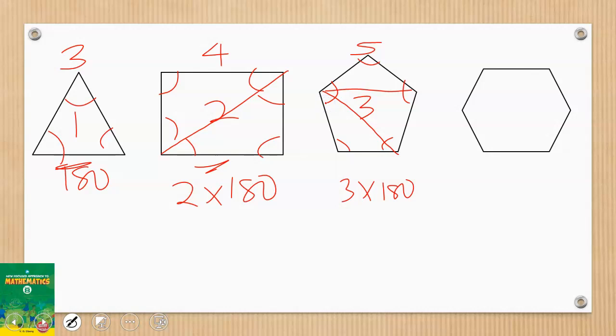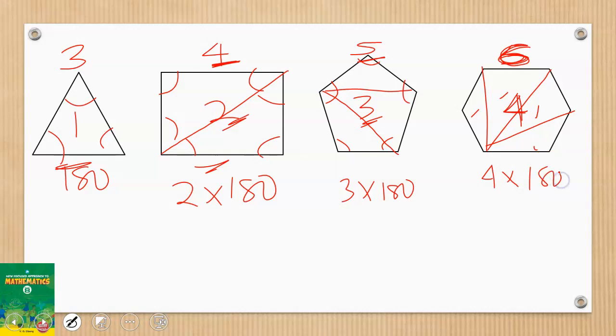Now observe something. When the number of sides was 4, I had 2 triangles. When it is 5, I have 3. Now the figure has 6 sides, which is a hexagon. Let's see how many triangles we can create. Let me start from here. I can create 1, 2, 3, and 4 triangles. So for 6 sides I have 4 triangles, which means 4 times 180 gives the sum of the interior angles of the hexagon.